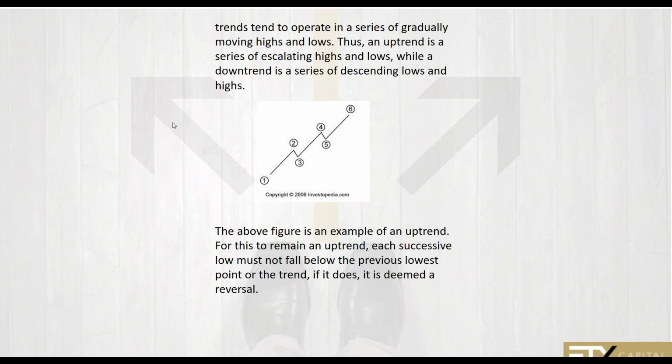Okay, so trend lines tend to operate as a series of gradual moves of highs and lows. Thus, an uptrend is a series of escalating highs and lows, while a downtrend is a series of descending lows and highs. So the figure above is an example of an uptrend. For this to remain an uptrend, each successive low must not fall below the previous lowest point or the trend line. If it does, it is deemed a reversal. So in other words, price moves in thrust, ease, thrust, ease, thrust, ease, and if it breaks down here, it becomes a reversal.